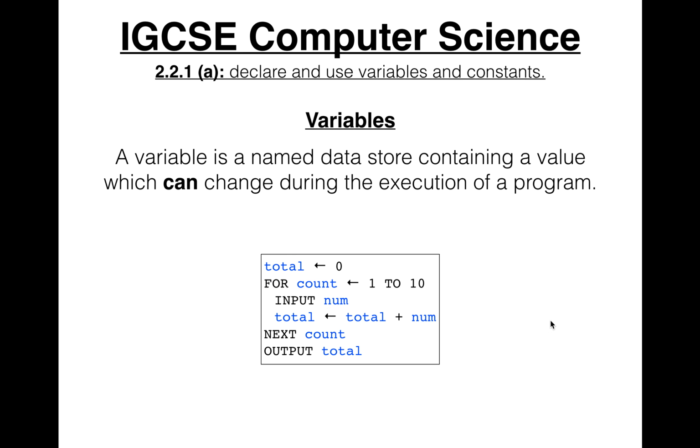Like, you could say input num equals 10, and then total equals total plus num, so it just keeps adding 10 instead of the actual number that you've input. So num can change. Total changes in this program because it keeps adding num. And count also changes because count keeps incrementing: 1, 2, 3, 4, 5, 6, 7, 8, 9, 10. So that's what makes these three variables.